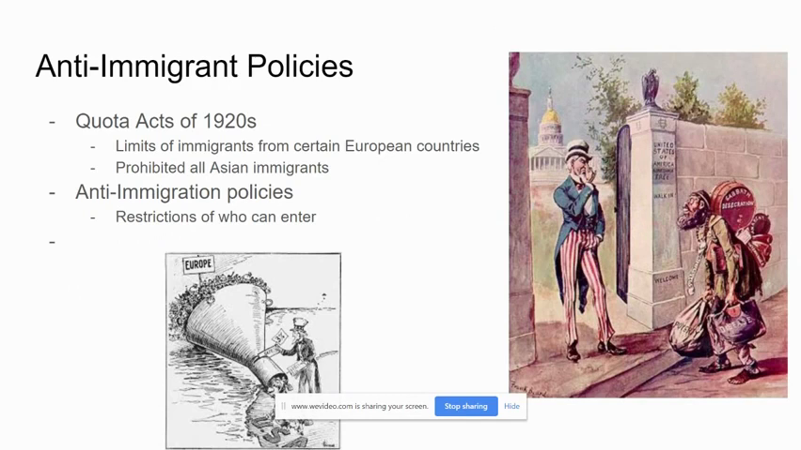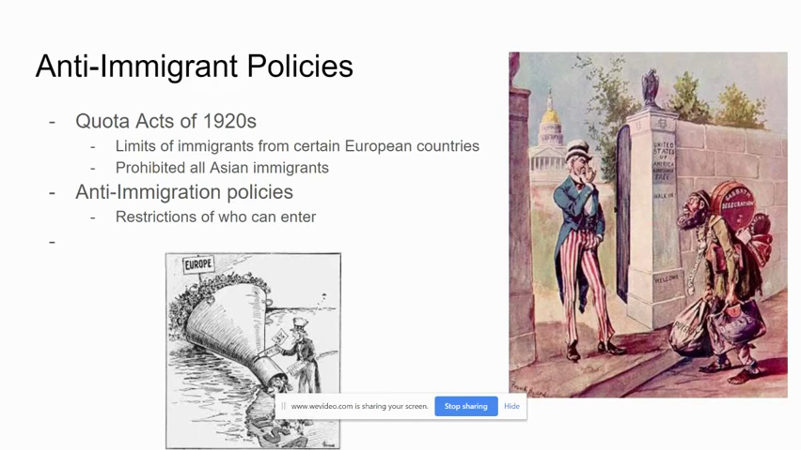We also have the Quota Acts of the 1920s. The Quota Acts are going to be a lot of different anti-immigration policies. So we have an Immigration Act of 1924, for example. These acts are going to limit immigration from certain countries, saying there's a certain number of immigrants we will allow from the Ukraine or Georgia or Russia. It's going to focus primarily on limiting immigration from Eastern Europe.